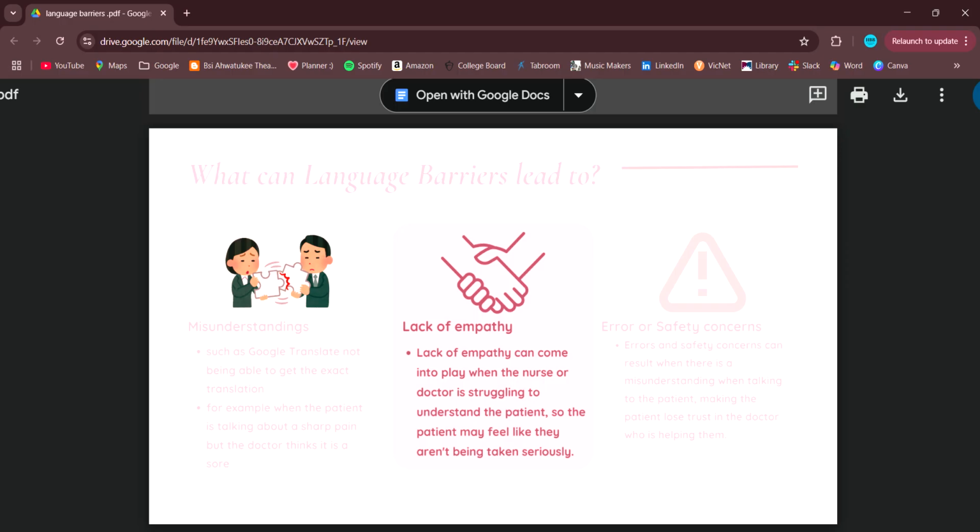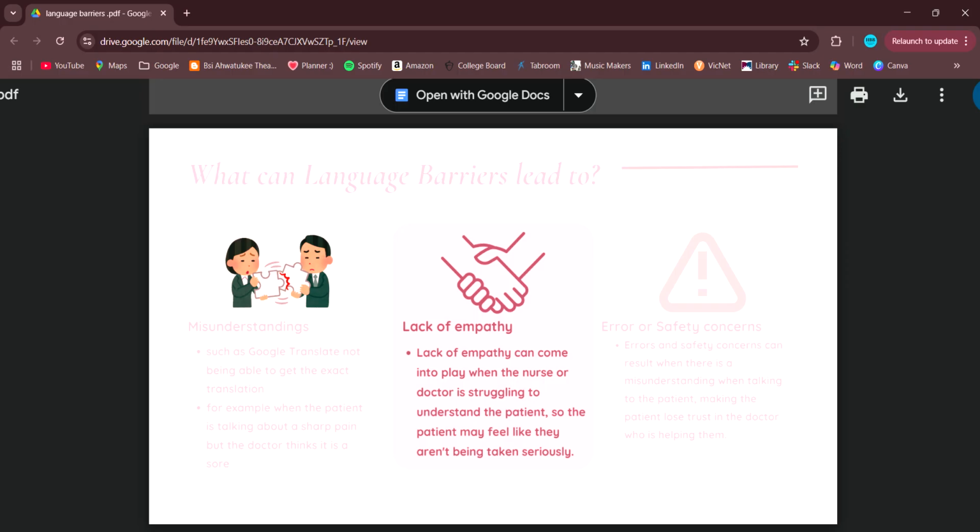Second, lack of empathy. There can be a lot of lack of empathy that can come into play when the nurse or the doctor is struggling to understand the patient. So the patient can start to feel like they are not being taken seriously because there's not really that kind of clicking sense of understanding each other when it comes to talking about their pain.